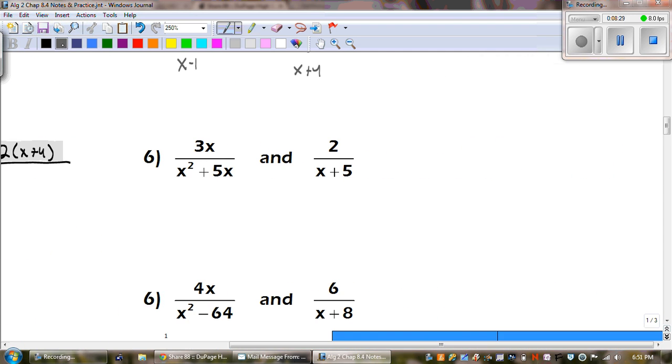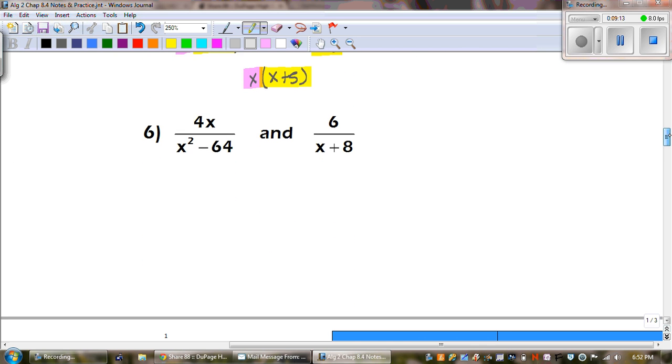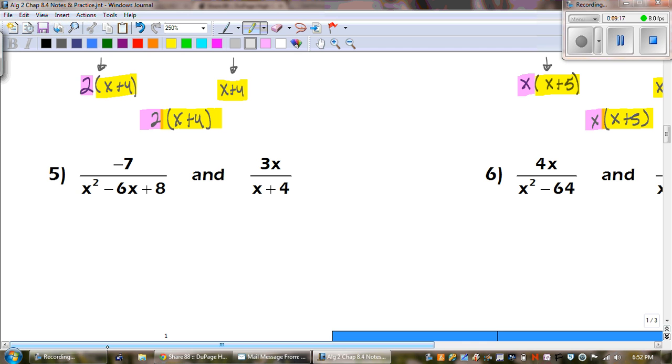All right. Once again, the first step is to factor. So I can factor out an x, and we'd be left with x plus 5. Our second fraction is just x plus 5. So what do they have in common? Well, they have in common x plus 5. But I would need to add that extra x there because they both have to be exactly the same. Okay? Because if they're not exactly the same, we can't combine them, and that's what we're trying to do here. Okay, a couple more.